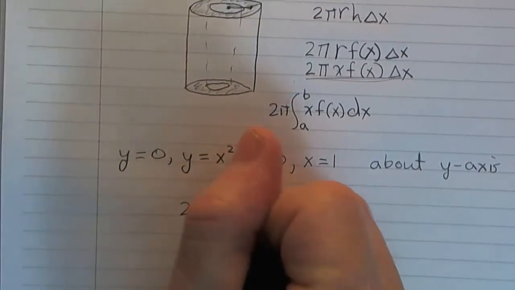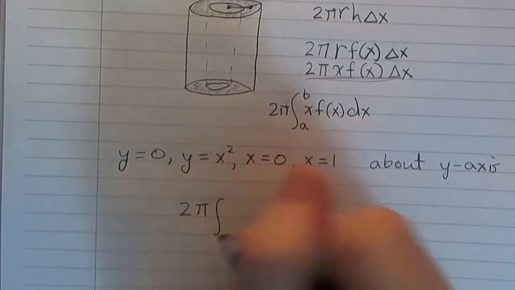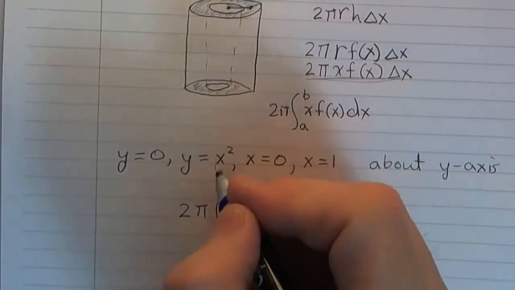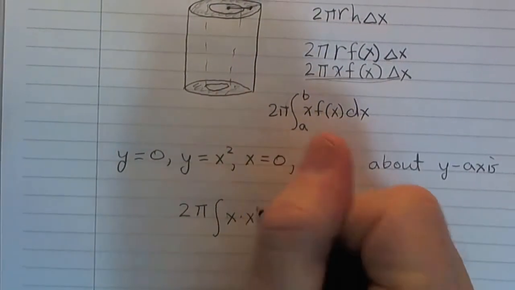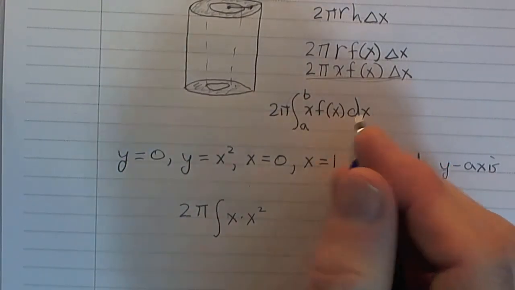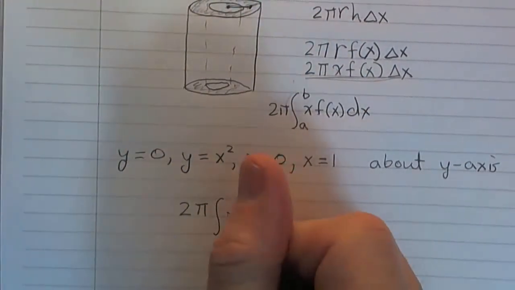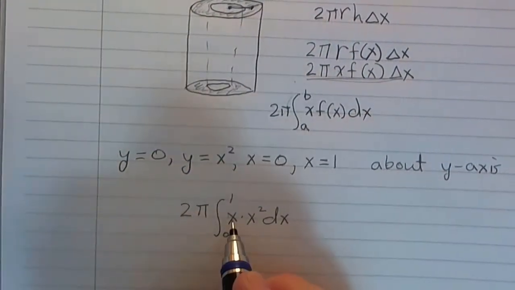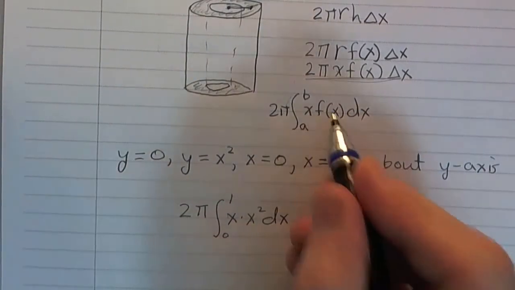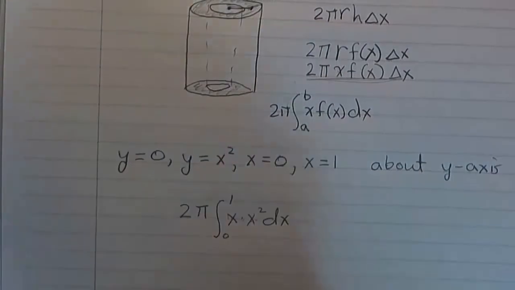We got 2 pi. Okay, that's the first part. And then x, f of x. Well, f of x is x squared. And then dx from 0 to 1. Did we get everything? See, x, f of x, dx. Yeah, there it is. This should give us that volume that we're looking for.